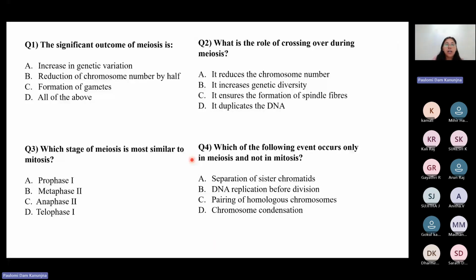Next, the significant outcome of meiosis. So, what is the outcome of meiosis? What is the role of crossing over? Why do you at all need this crossing over? Which stage of meiosis is similar to mitosis? These are the kind of words that I have used also, and these are the kind of questions that will come also. So that's why it's easy. Which of the following events occurs only in meiosis and not in mitosis? The more you answer, this becomes very easy actually.